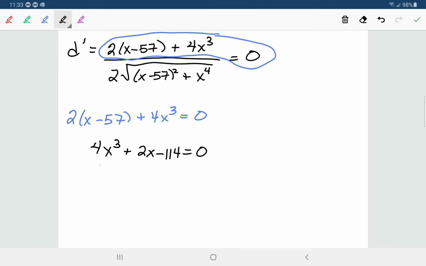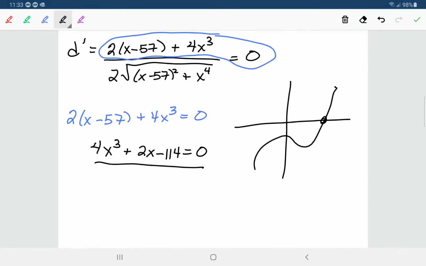So the easiest way to solve this, to find out where this happens, is to graph it. And if you graph it, you'll see that there is one point where it's equal to 0, and that happens at x equals 3. So the value that solves this equation is x is equal to 3.